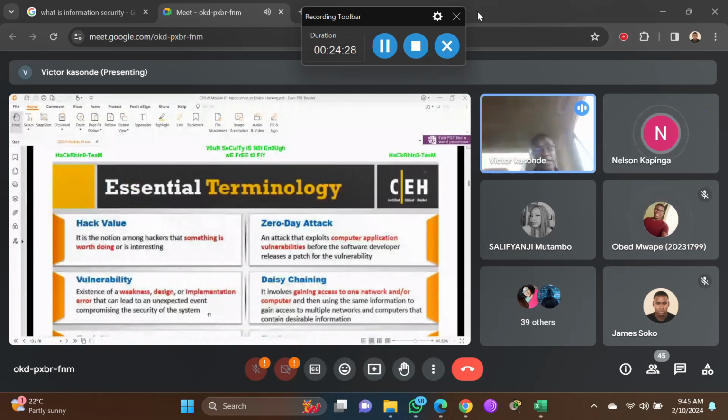Okay. If you are clear, let us go to zero day attack. What is this animal called zero day attack? An attack that exploits computer application vulnerability before the software developer releases a patch for the vulnerability. Meaning there is a computer application which has a loophole where someone can exploit. Before a developer does a patch, it is like being given a room, and before you even lock it with a key, someone hammers it. That is what we call zero-day attack.